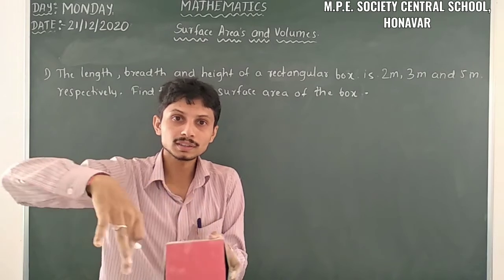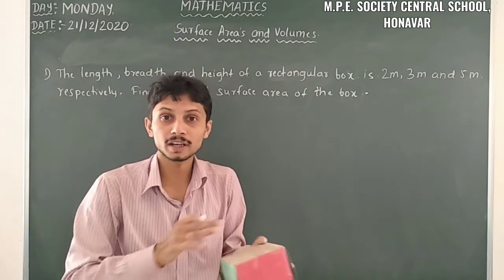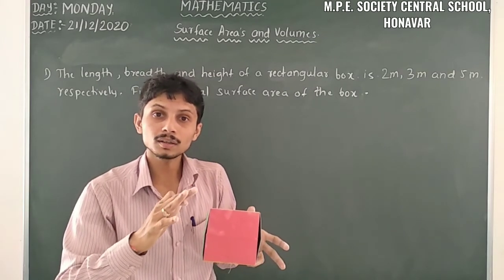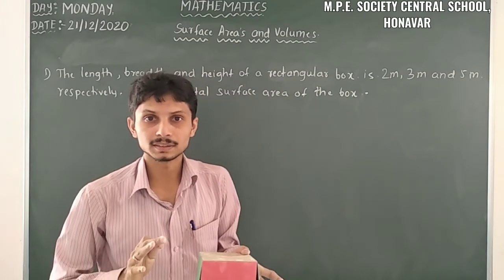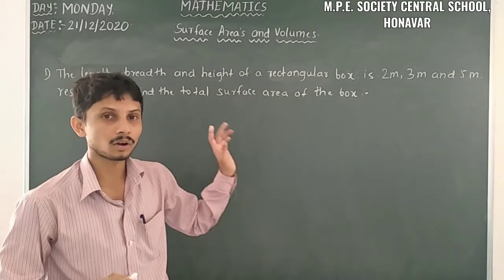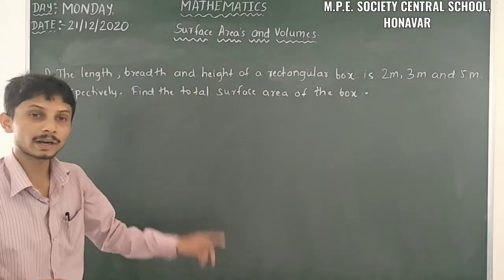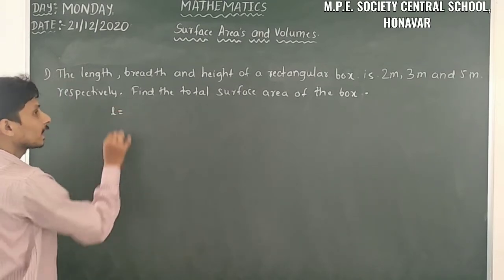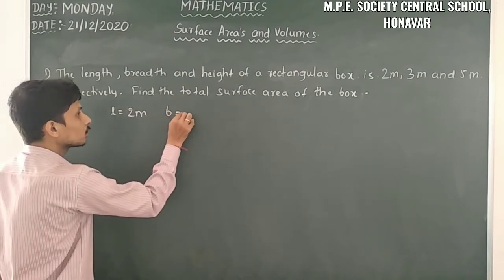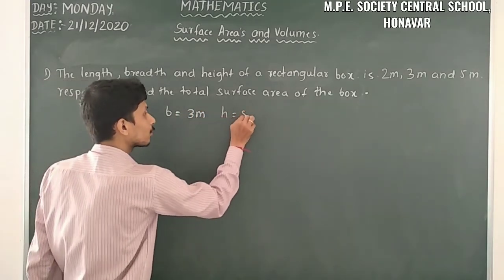On the surface of the box we have the area, so we have to find the total of that. We have to add all the areas of each face. That's why here we have the formula, and we have to insert all these values. We have the length, breadth and height, so firstly we have to write them. L is equal to 2 meter, breadth B is equal to 3 meter and height H is equal to 5 meter.